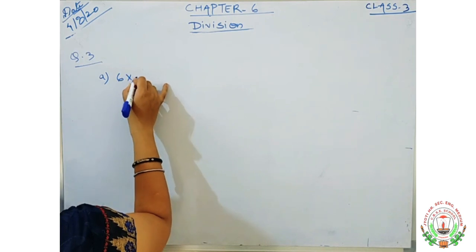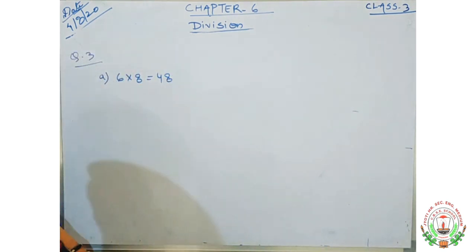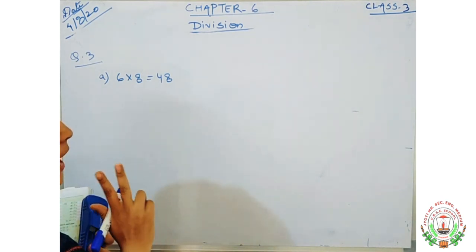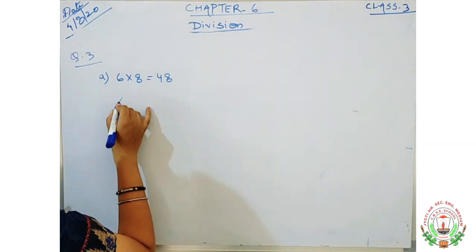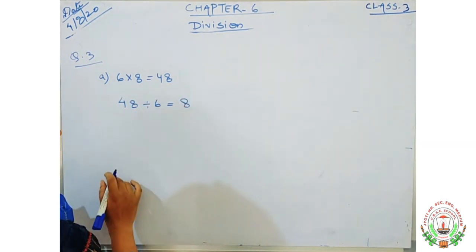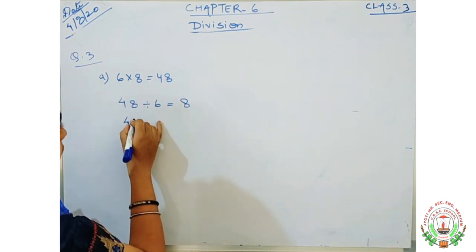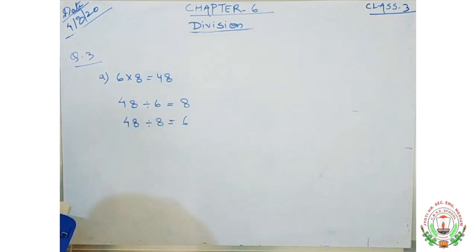First one is 6 into 8 is equal to 48. So what will the division fact be? You divide by either number to get the other as the answer. So 48, when you divide it by 6, you will get 8, and one time you have to divide it by 8, you will get 6. So in this way you have to write the division fact.